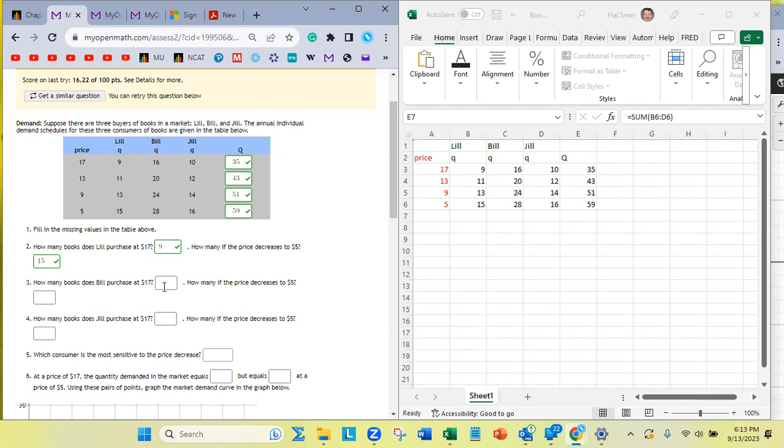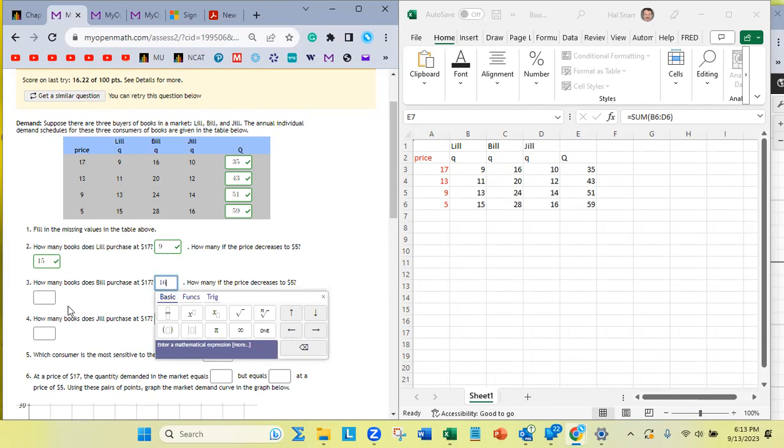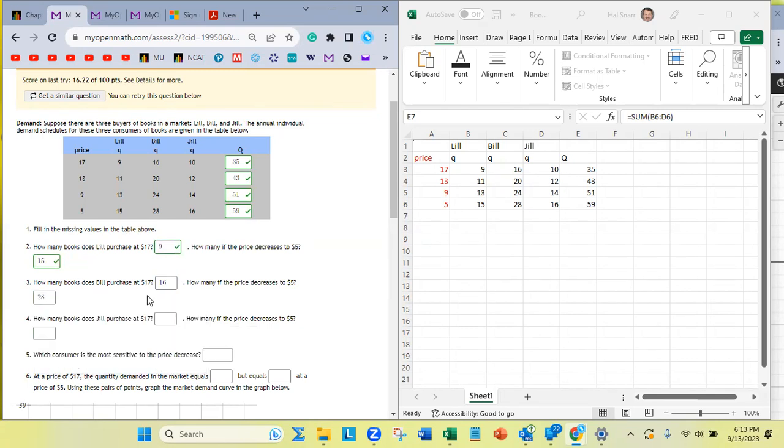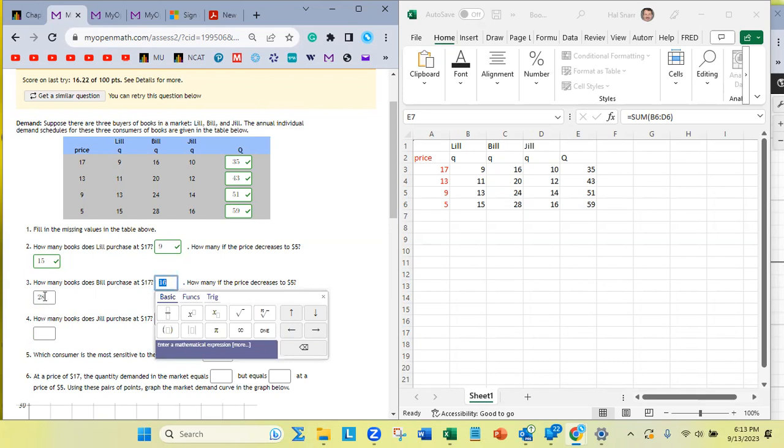How many books does Bill purchase at 17? Well, at 17, he purchases 16 books. How many does he purchase at 5? Well, he purchases 28. And that's a difference of 12, right? Because 12 plus 16 is 28, right?